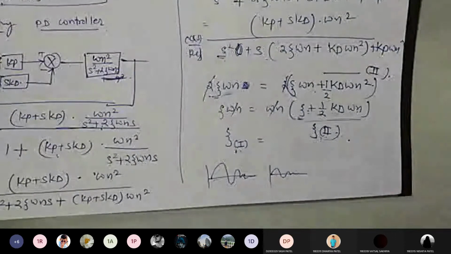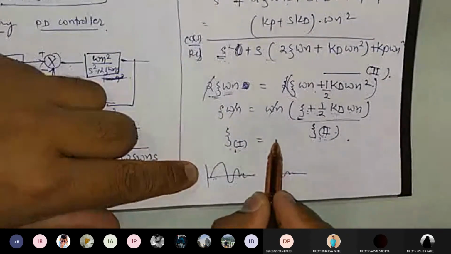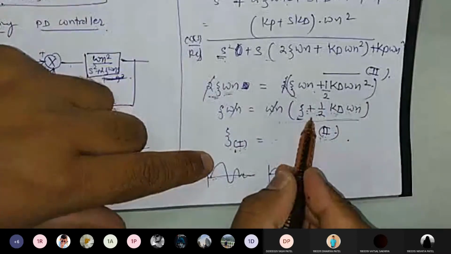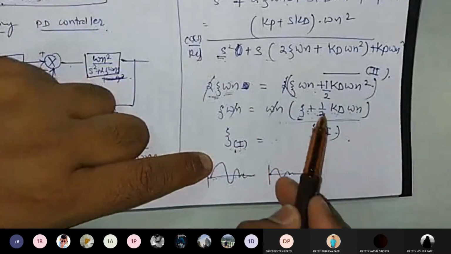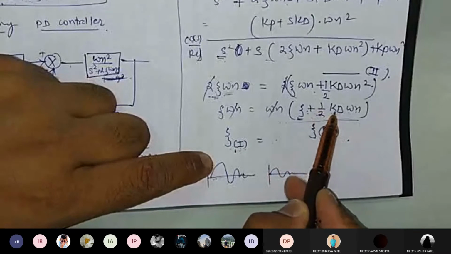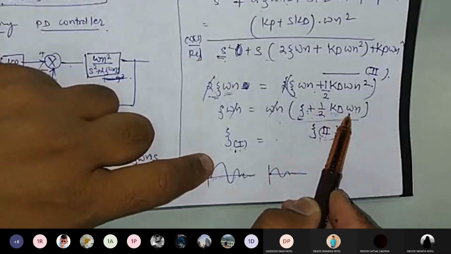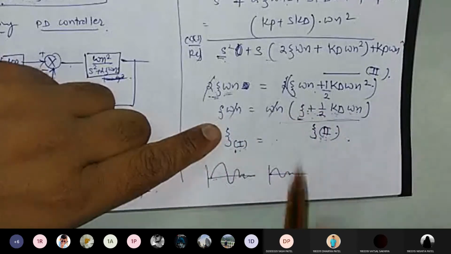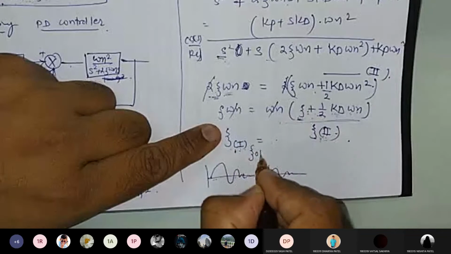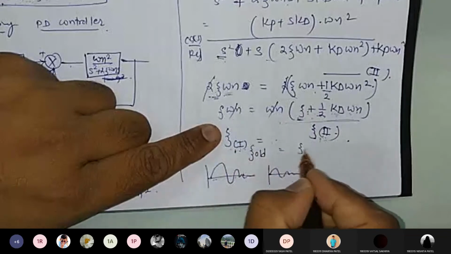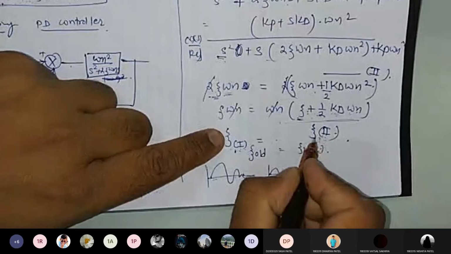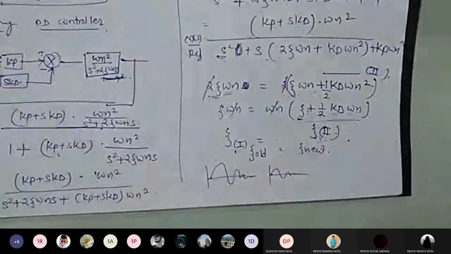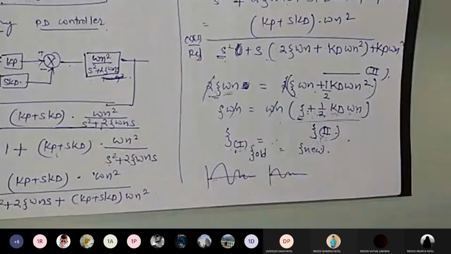Are you getting it? So by introducing a PD controller in our system, your zeta is increased by which factor? 1 by 2 kd and omega. Zeta old is there, and now zeta new, I will term this as zeta old, and this is nothing but your zeta new. So zeta new is equal to zeta old plus 1 by 2 kd into omega n. This is the effect of your PD controller.